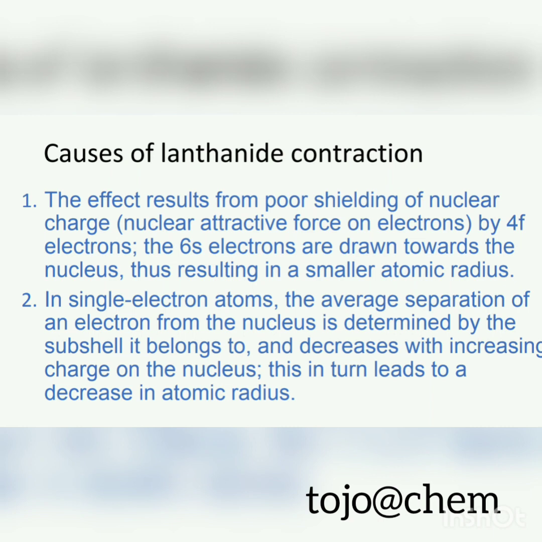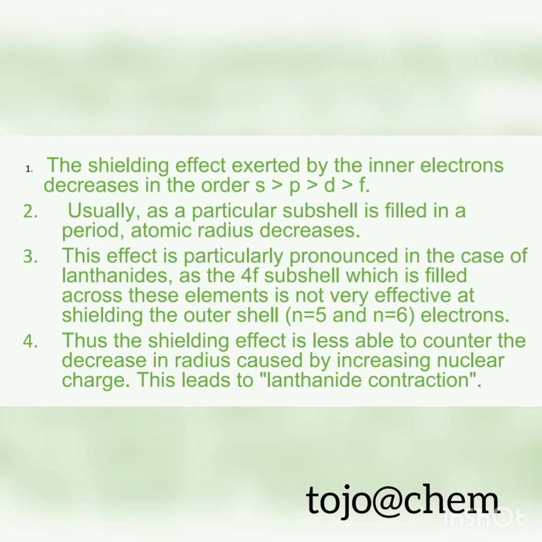Consider the case of single electron systems such as hydrogen. This type of shielding is not present. Regarding the shielding capacity of various orbitals, you can see that electrons belonging to the s orbital have maximum shielding capacity, and electrons belonging to the f orbital possess the lowest shielding capacity.